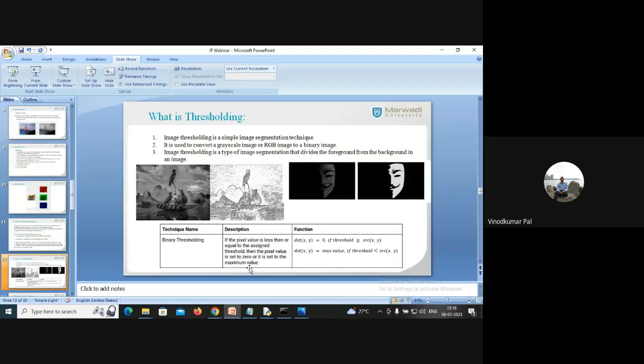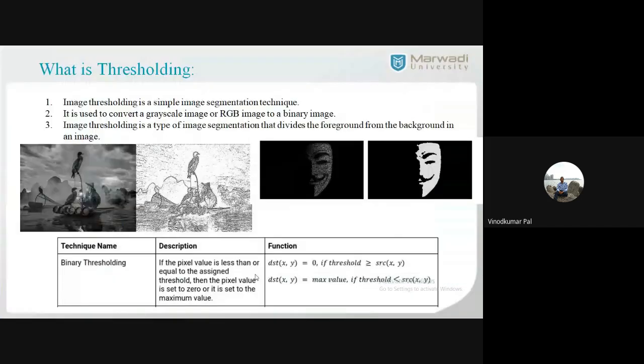Now, based on the particular value, whether this pixel value is less than or equal to the assigned threshold. Right now I've just given you a threshold of 60. I can give it as 100, I can give it as 150 also, I can give it as 200 also.